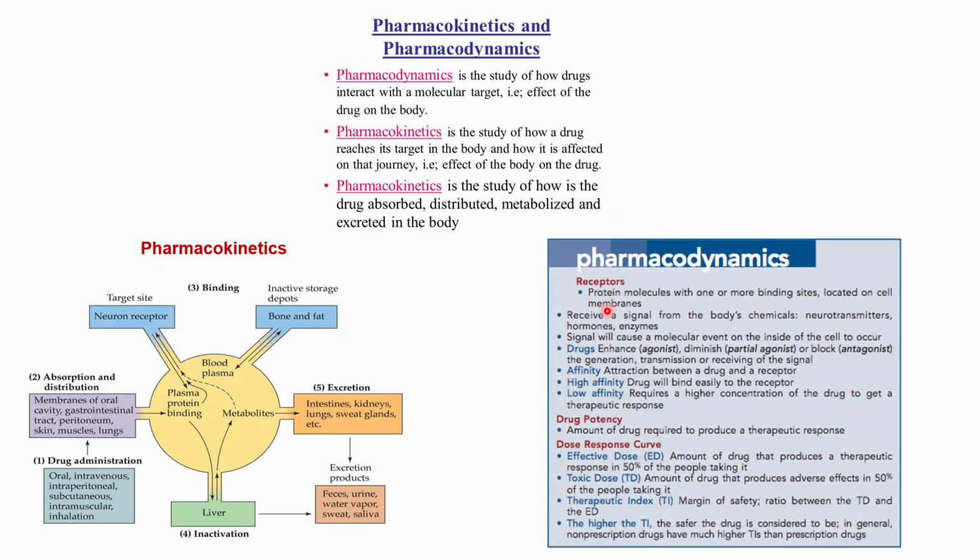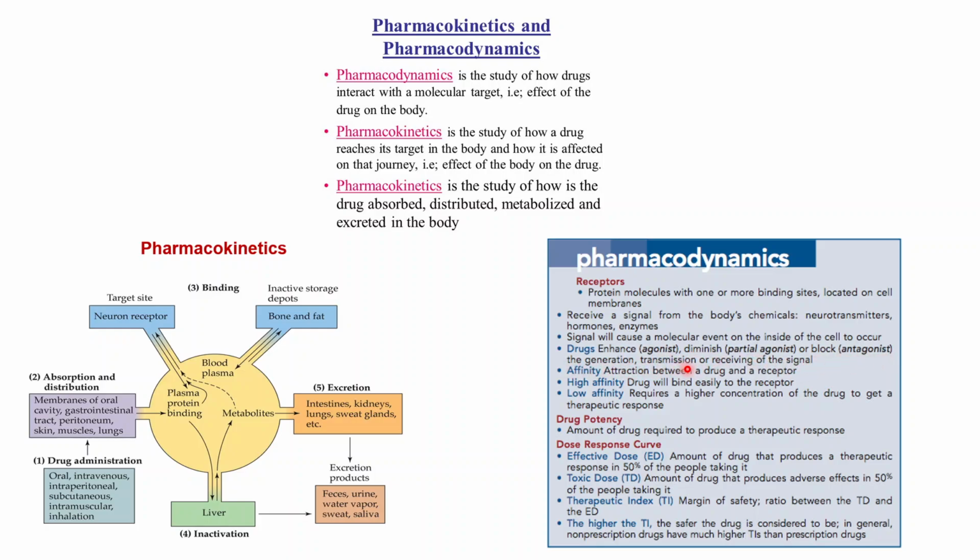So there are receptors in our body. We have discussed different receptors already. Receptors are protein molecules with one or more binding sites located on the cell membrane or inside the cell, which receive a signal from the body's chemicals like neurotransmitters, hormones and enzymes. A single signal will cause a molecular event to occur inside the cell. Drugs enhance, which are the agonists, diminish, partial agonists, or block, antagonists.